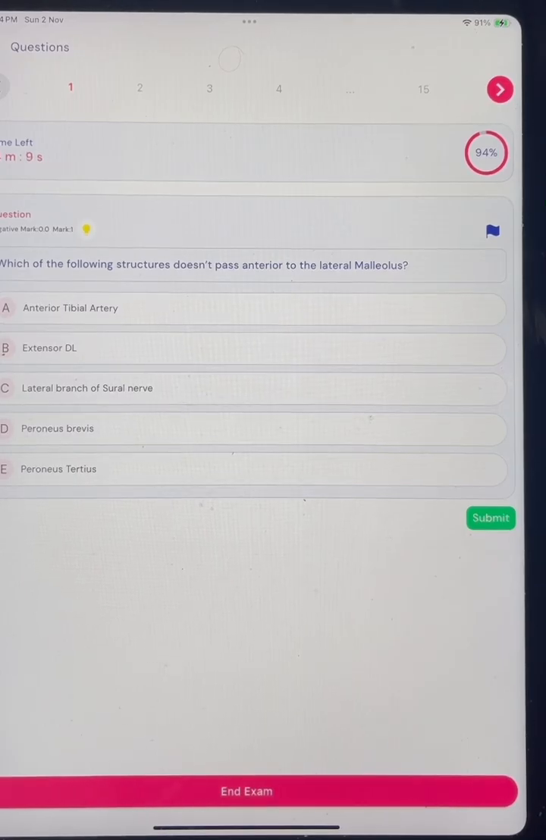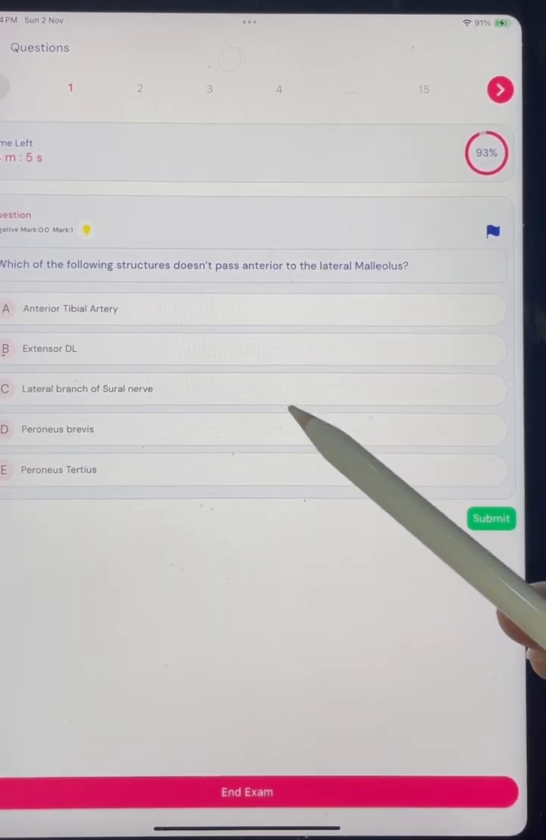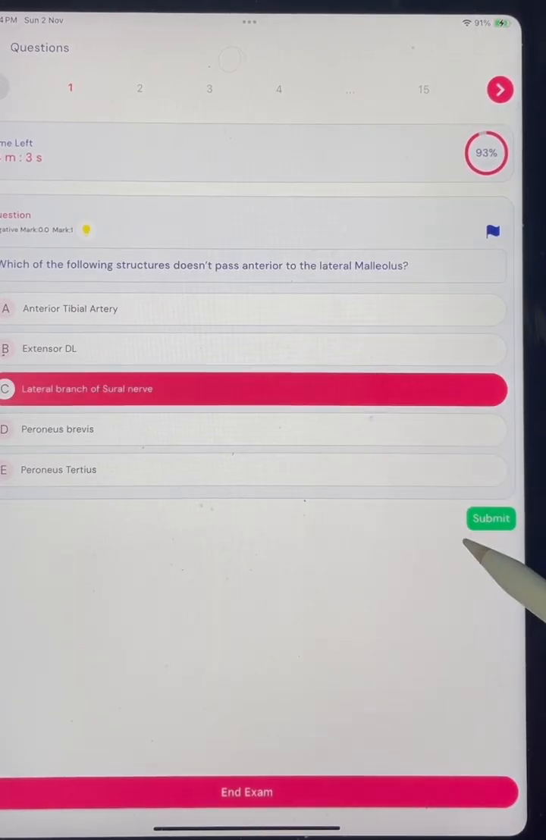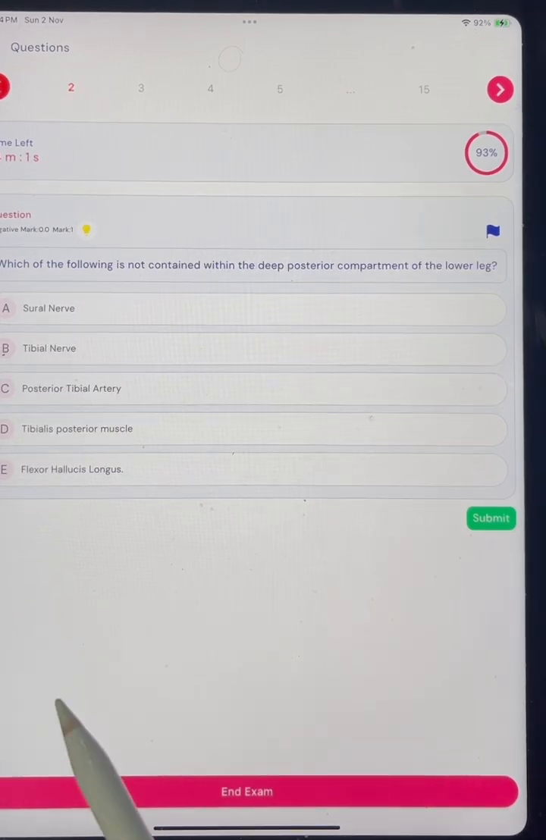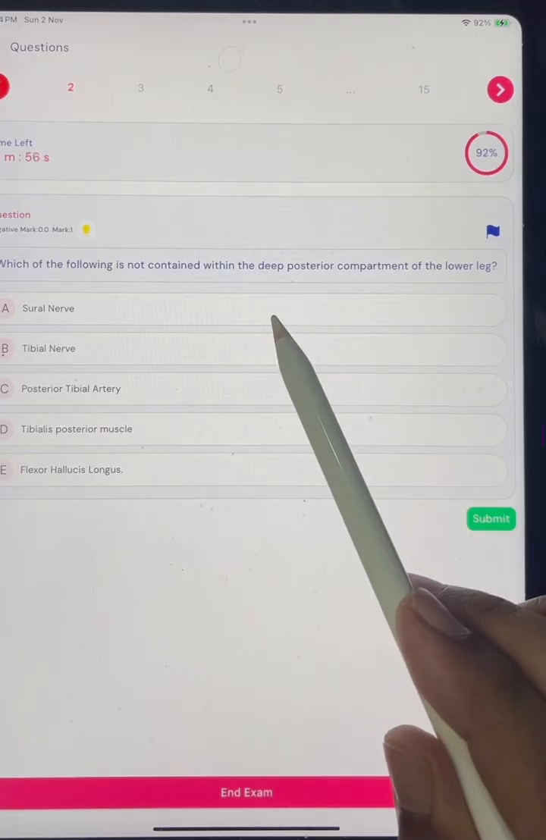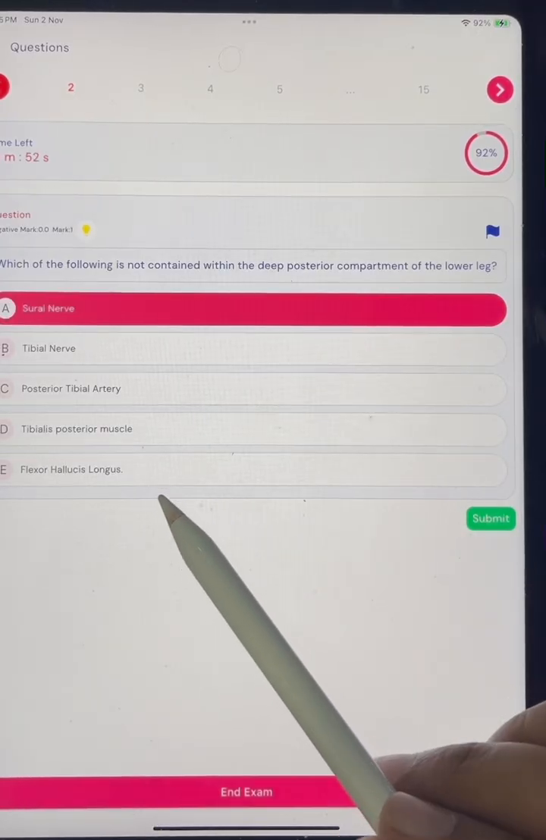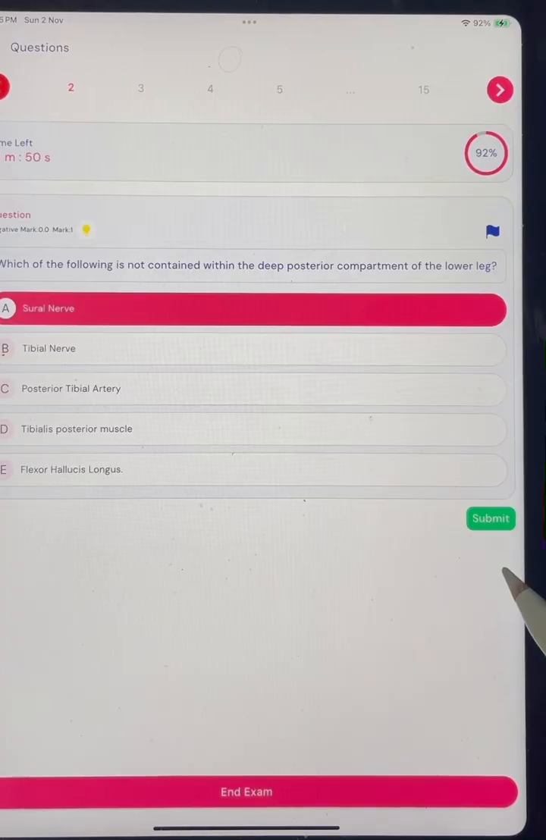Now what is the sural nerve? It may be passing posterior. Let us see. Lateral branches, sural nerve is not contained within the deep compartment. So the sural nerve is very posterior to tibialis posterior and flexor hallucis. Flexion is downward, posterior, yes.